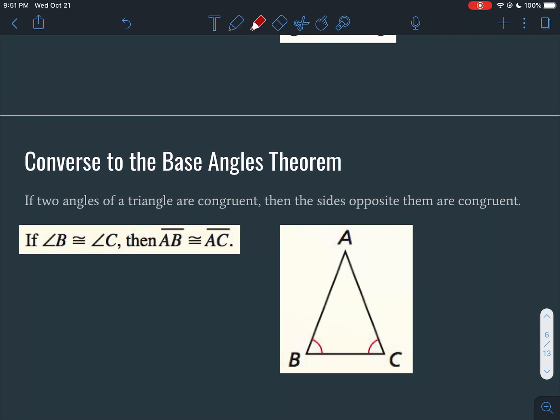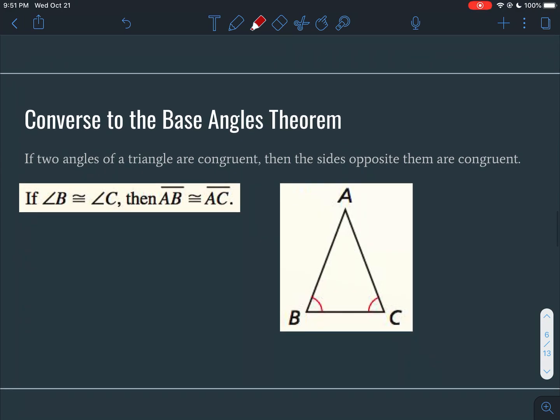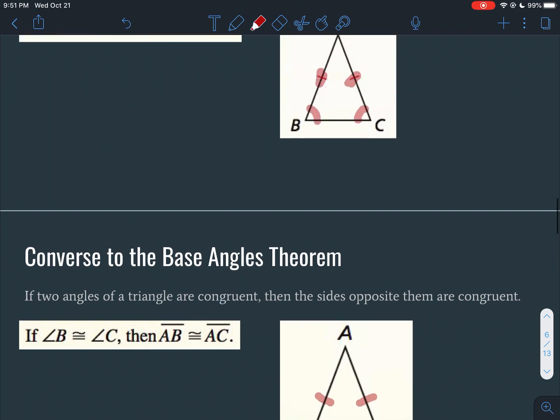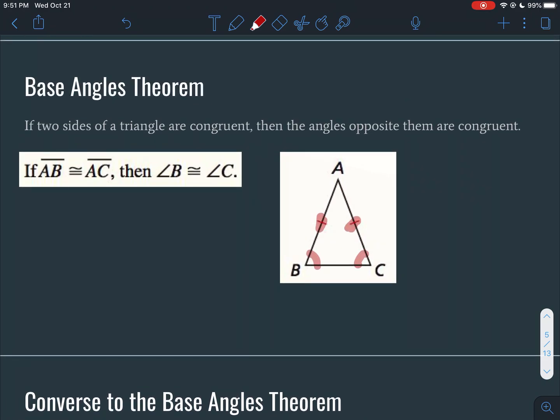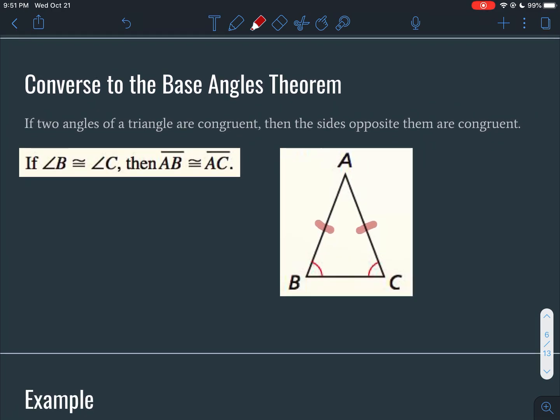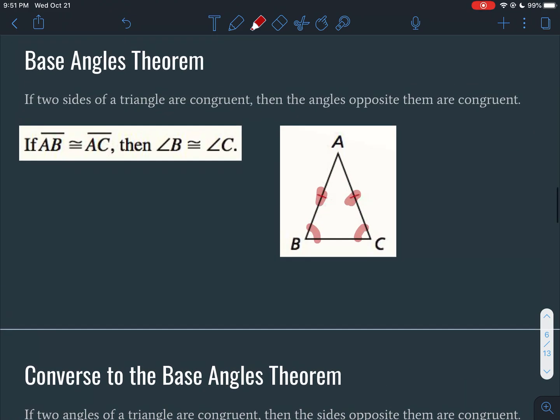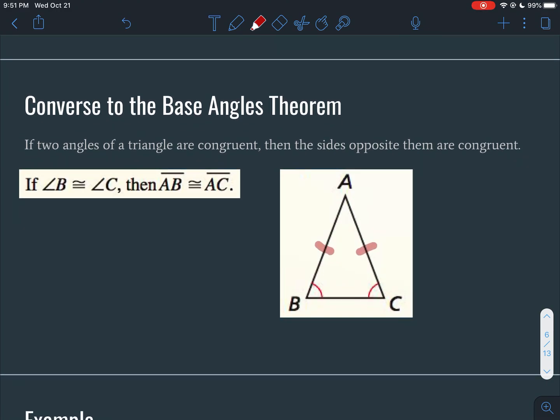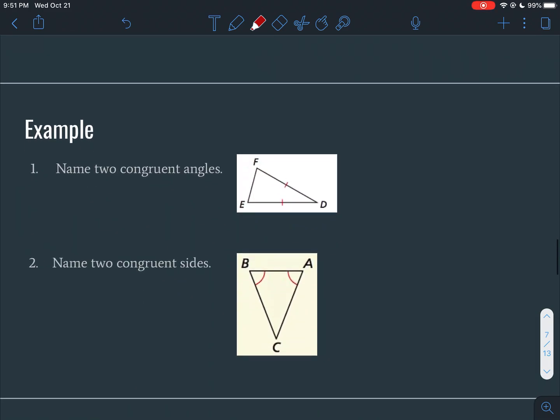The converse to the base angles theorem says if the base angles are congruent, then the legs are congruent, right? Or if two angles of a triangle are congruent, then the sides opposite them are congruent. So this is just the opposite of this. This said, hey, if the legs are congruent, then the base angles are congruent. This says if the base angles are congruent, then the legs are congruent. So whether it's the legs that are marked or the base angles that are marked, we still know from either situation that these are isosceles triangles.